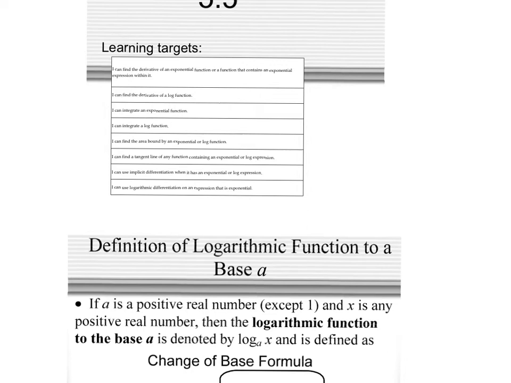All right, guys, this is 5.5, which talks about bases other than e. So it's going to feel a little similar to the last section, except that the base is no longer e, so you're just going to have to be careful. We're going to go through some basic log reminders and exponential reminders first, and then we'll get into some derivatives and integrals of these.